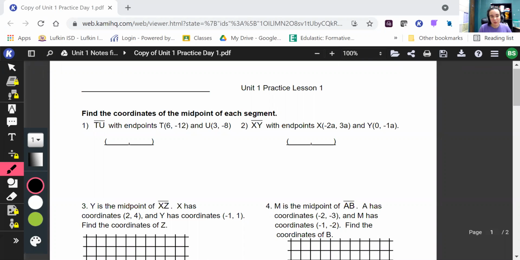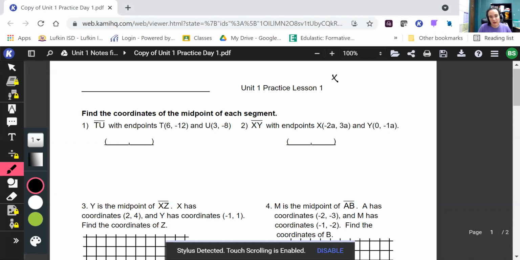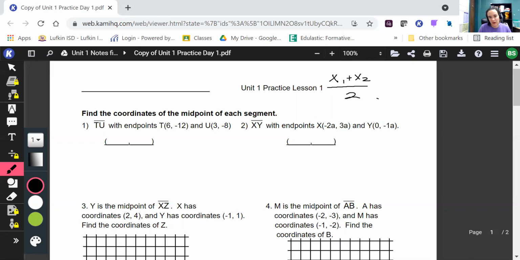So remember, midpoint formula takes an x1 plus x2, you're adding the two x's and dividing by 2, and then y1 plus y2 divided by 2. So you're adding your two y's and dividing by 2. So we've got 6 plus 3 over 2, and -12 plus -8 over 2.